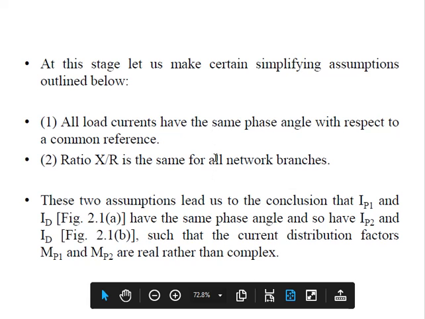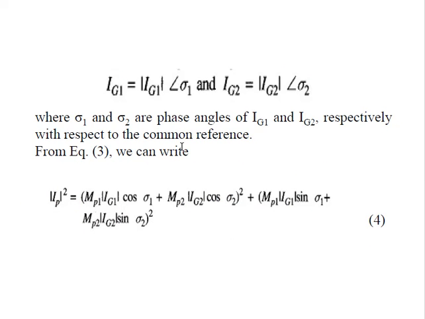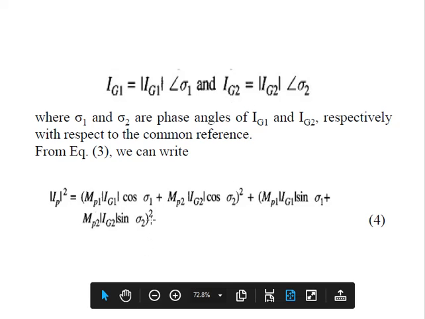So based on the two assumptions, we can conclude like this. Iz1 is always a vector, a combination of magnitude as well as phase angle. So Iz1 is nothing but modulus Iz1 at an angle of sigma 1, and Iz2 is nothing but modulus Iz2 at an angle of sigma 2, where sigma 1 and sigma 2 are the phase angles of Iz1 and Iz2 respectively with respect to the common reference, so that we can include these Iz1 Iz2 values in equation number 3.